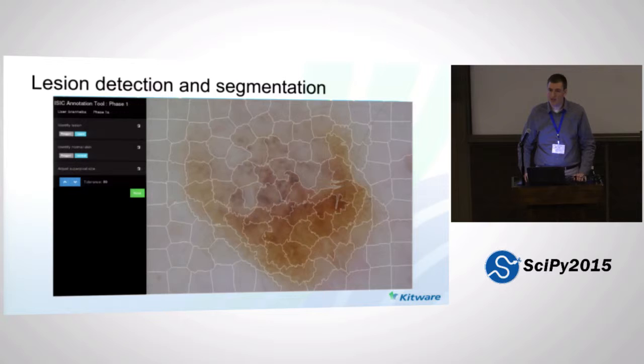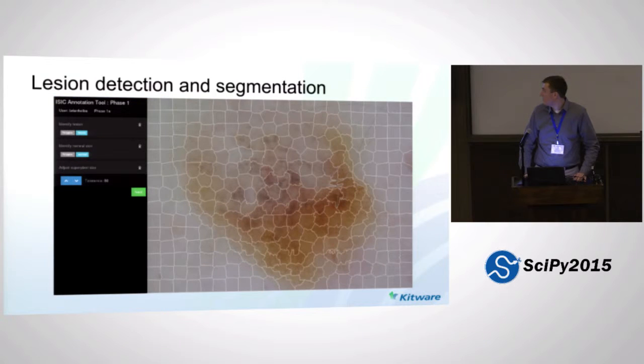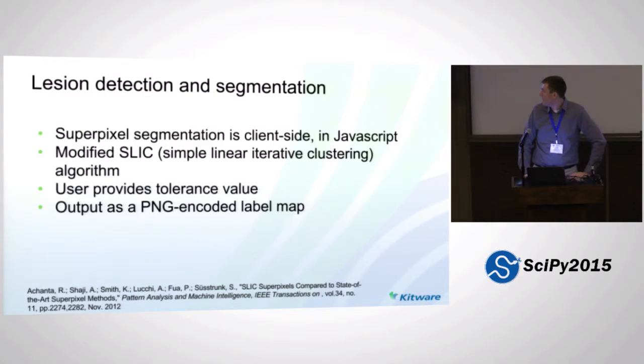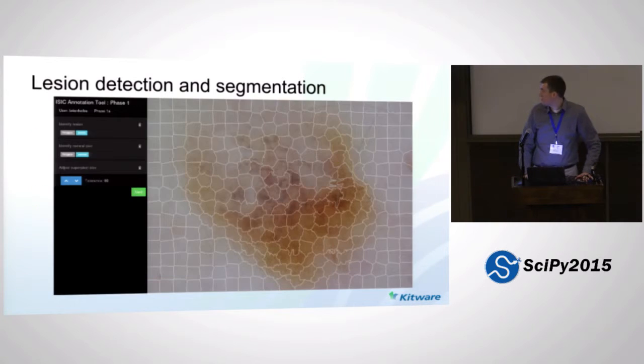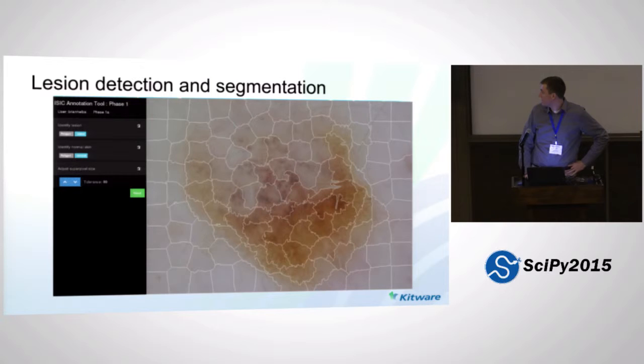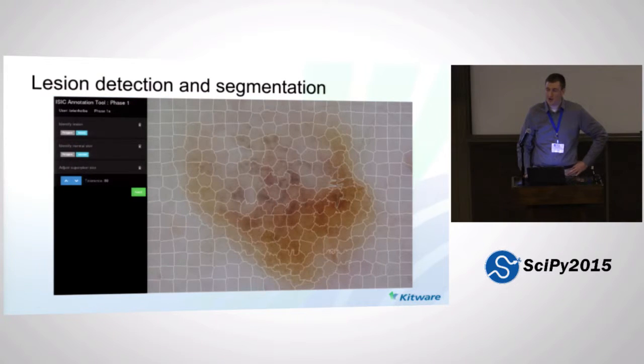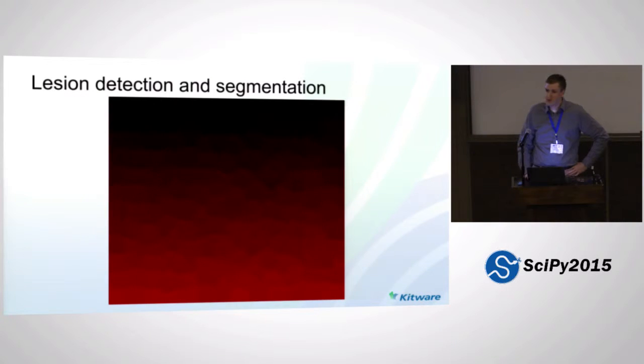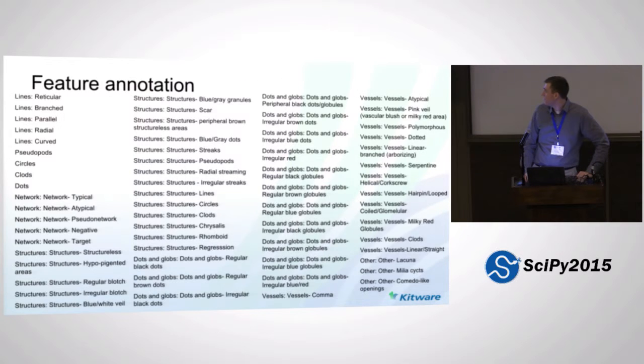So we apply superpixel segmentation. We use the SLIC algorithm, the simple linear iterative clustering algorithm, to basically generate cells of similar color and intensity within these images. The user basically has control over the tolerance, changing the size of these until they are satisfied that you have homogeneous regions. And then these are encoded as a label map with PNG, just because it's a nice encoding scheme. So the next step is feature annotations.